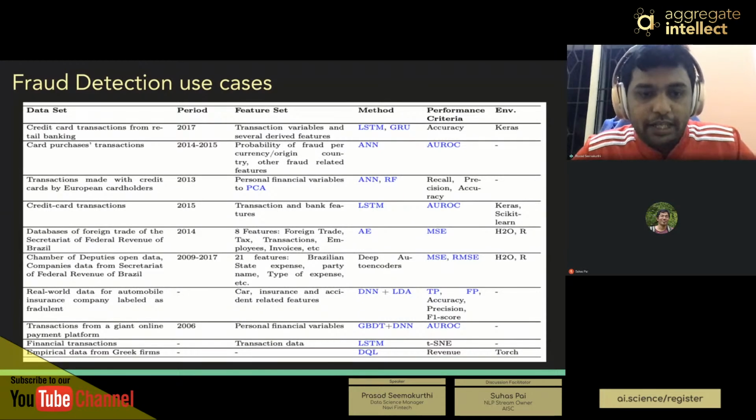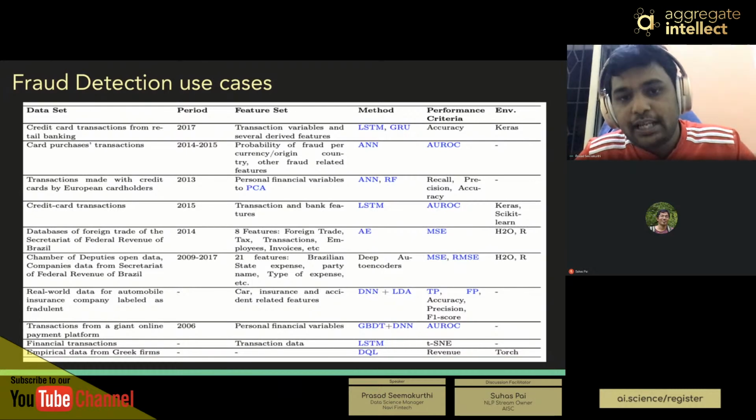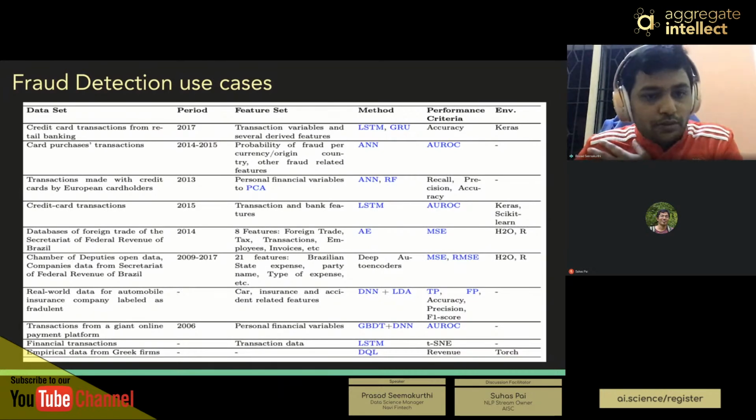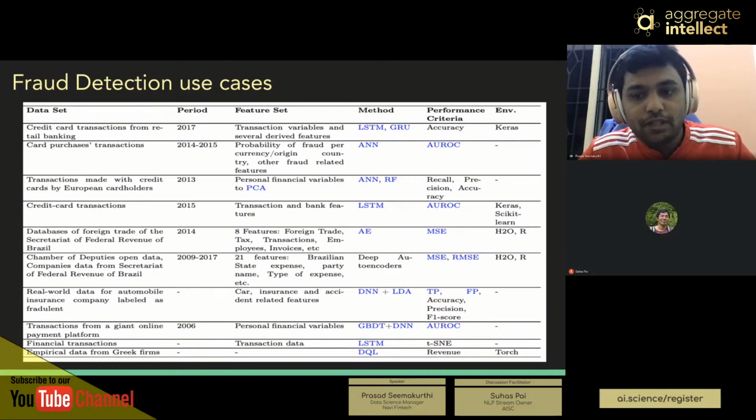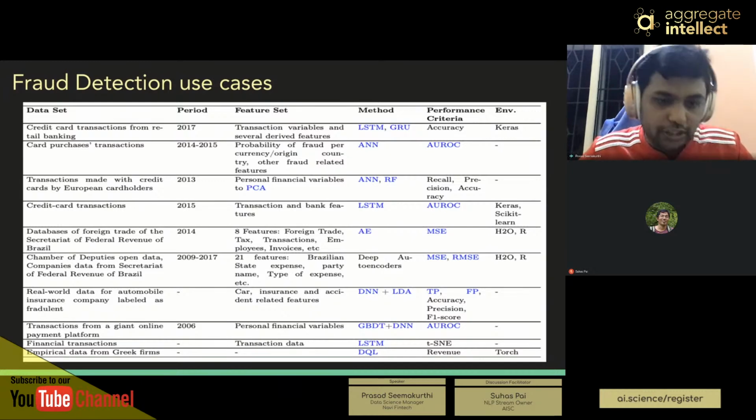As it is a very well applied area in the industry, there have been a lot of papers on it. These are some of the interesting use cases. What this slide represents is the data set that people have used, when the paper was published, the features that people have used, and the method, evaluation metrics, and performance criteria. If you look at the fourth use case, credit card transaction, people have taken data from 2015. The feature set contains the transaction and the bank features. LSTM has been used as the architecture for training the model, area under the curve has been used as the evaluation metric, and tools like Keras and Scikit-learn have been used to train the model.